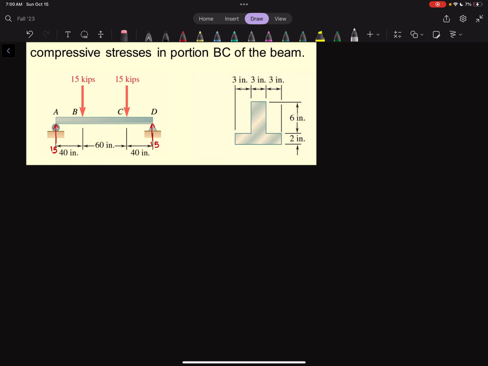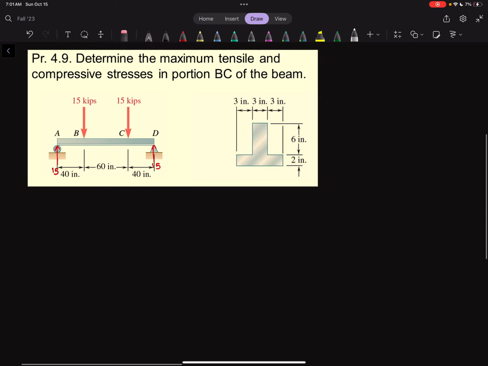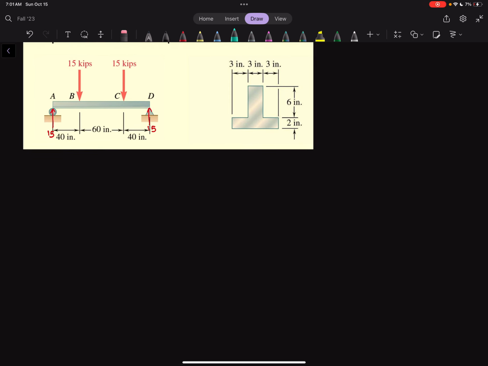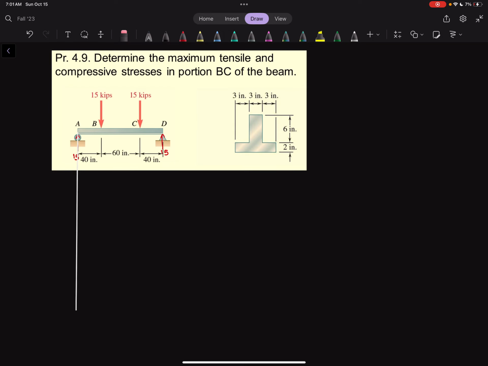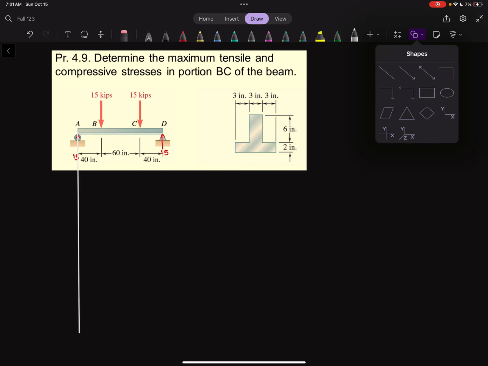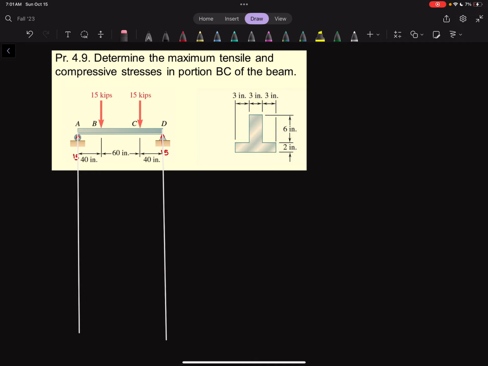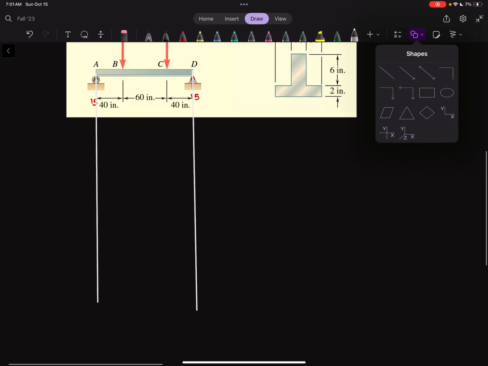So we're going to need a couple things for that. From inspection, we know that it's going to be right here, but if you're not sure, I would actually draw it out. So here we have one, and here we have another. We're going to do a shear and bending moment diagram, although it's not required by the problem.